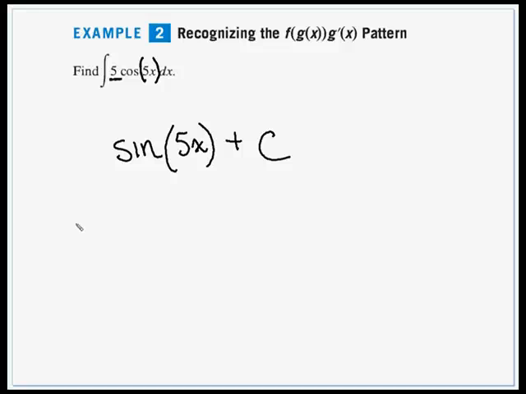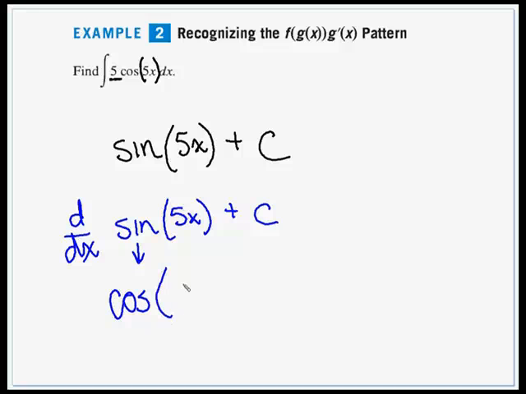And again, let's check this to see if we are correct. We're going to take the derivative with respect to x of sine of 5x plus some constant c. Well, the derivative of sine is cosine of the same 5x. And then the chain rule says we have to take our inner function's derivative. The derivative of 5x is 5, and here I'll put it at the front. And that exactly matches what we started with.